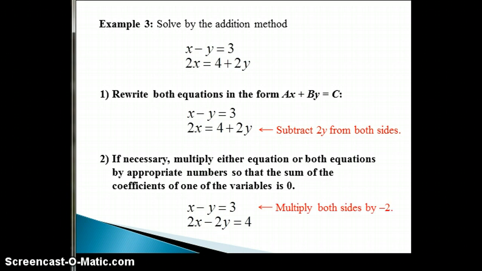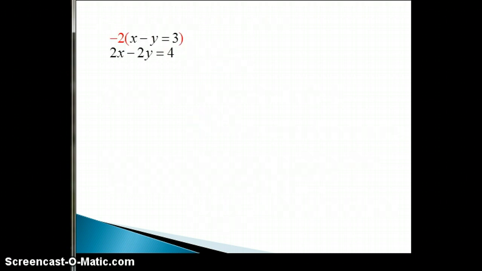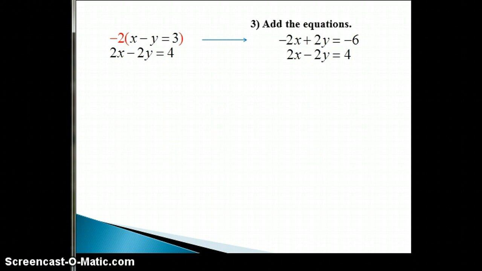Yes, if we multiply both sides of the top equation by -2, that would do the trick. This will give us a new system having x coefficients of -2 and 2, which indeed add to 0. And now we're ready to add. Notice that the y's will be eliminated as well, leaving us with 0 on the left side and -2 on the right.